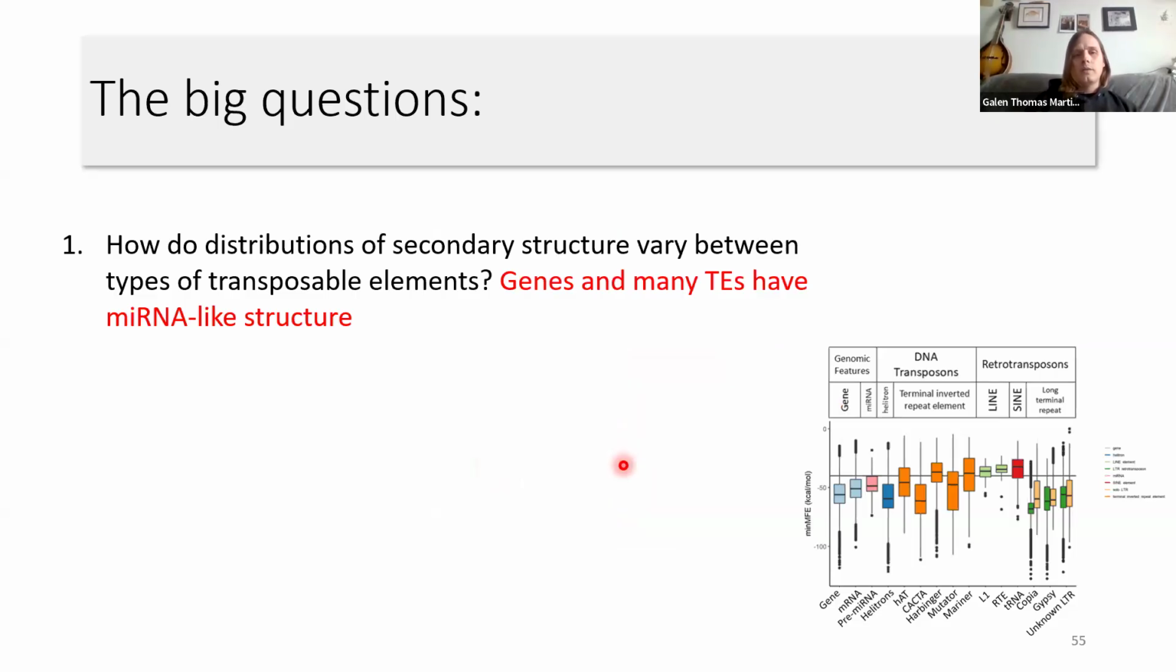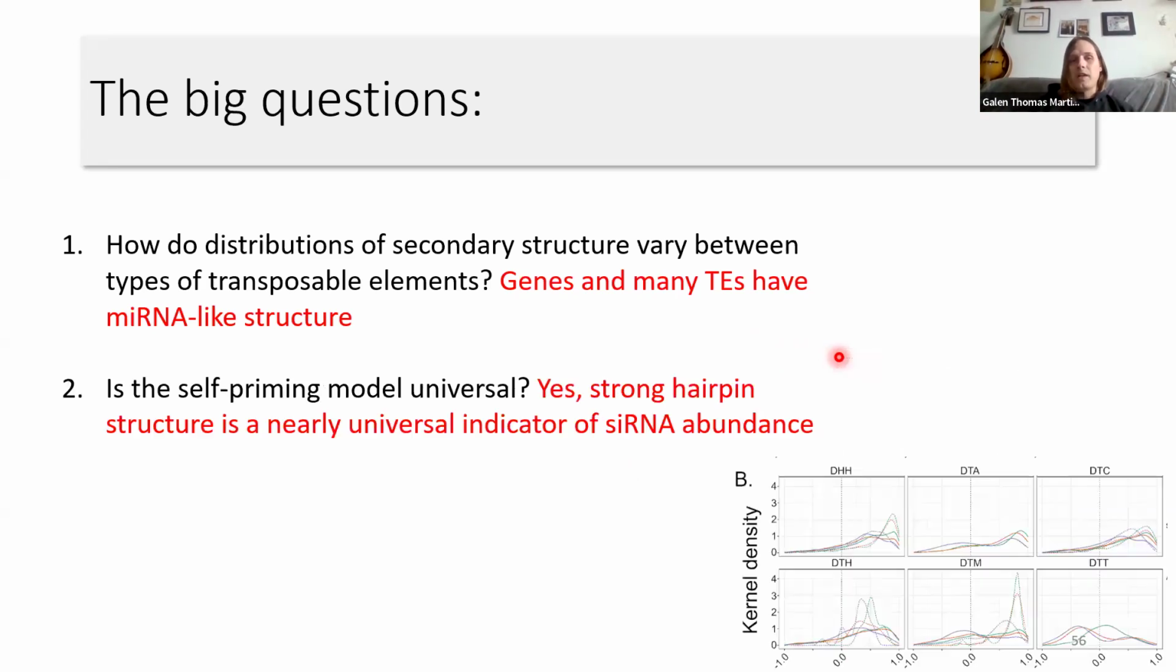So our big questions in this project were, how do distributions of secondary structure vary? And we find that they vary a lot, but most elements, whether it's transposable elements or genes, tend to have these highly structured regions. And we did essentially two completely separate computational pipelines for trying to map these structured regions, and we find essentially the same thing, that most things have something in them that has the potential to make a hairpin that's microRNA-like.